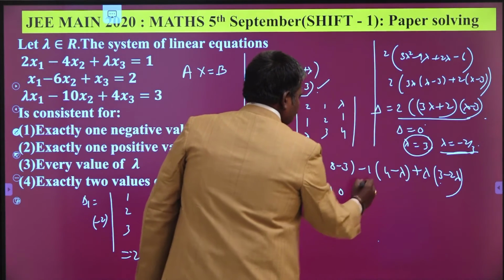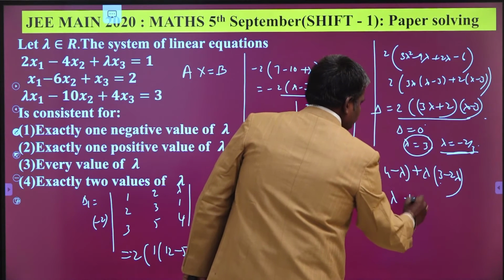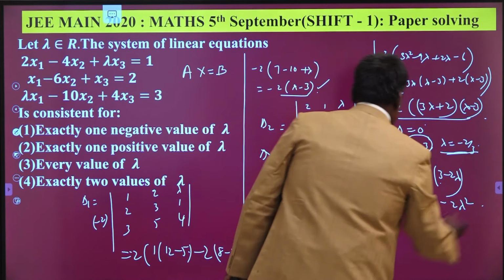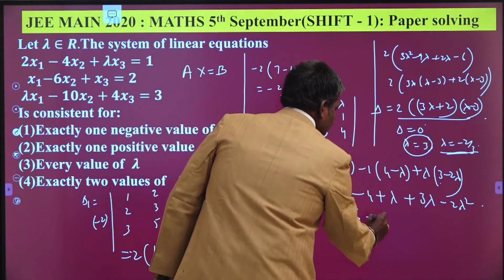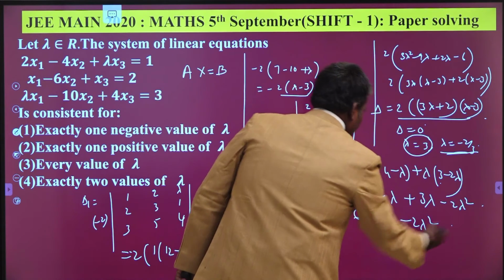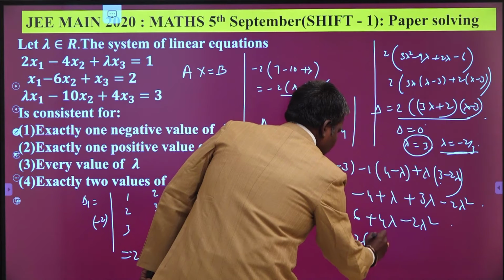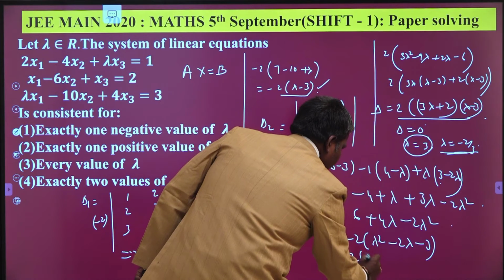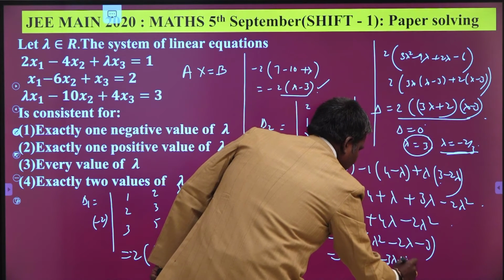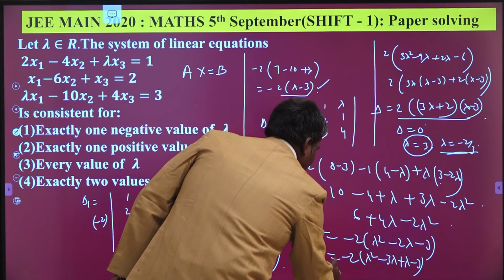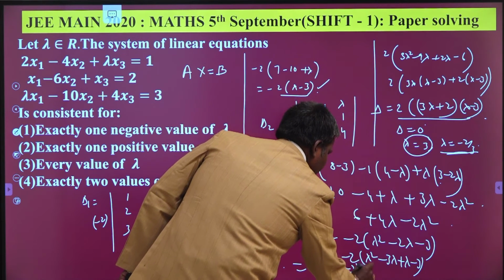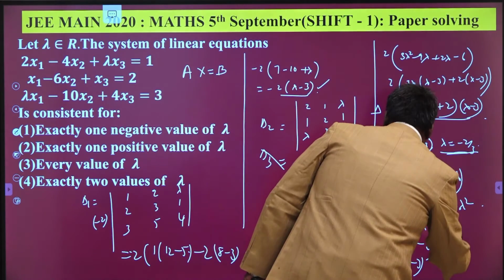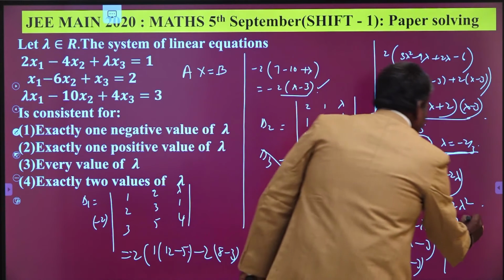So 5 2s are 10 minus 4 plus lambda plus 3 lambda, and we have minus 2 lambda square. This is nothing but 6 plus 4 lambda minus 2 lambda square. That is nothing but minus 2 into (lambda square minus 2 lambda minus 3). This is minus 2 into (lambda square minus 3 lambda plus lambda minus 3), which is minus 2 times (lambda into (lambda minus 3) plus 1 into (lambda minus 3)). So lambda minus 3 is also a factor here. That is nothing but minus 2 times (lambda plus 1) into (lambda minus 3).